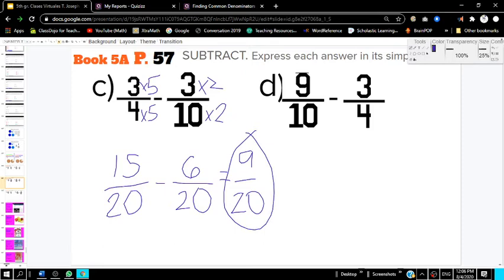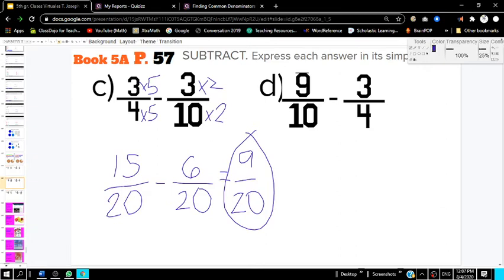Remember, our denominators always stay the same. And we don't need to simplify this because neither number, 9 nor 20, can be easily divisible by 2, 3, 4, 5 to be able to simplify the fraction. 9 can be divisible by 3, but 20 can't. And 20 can be divisible by 2, but 9 can't. So 9/20 is your final answer.